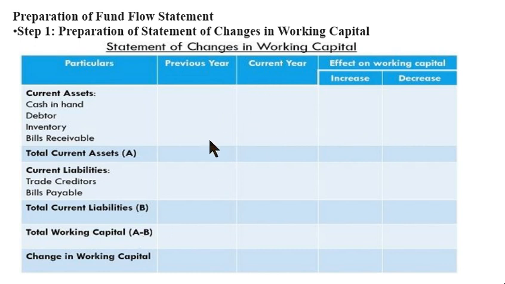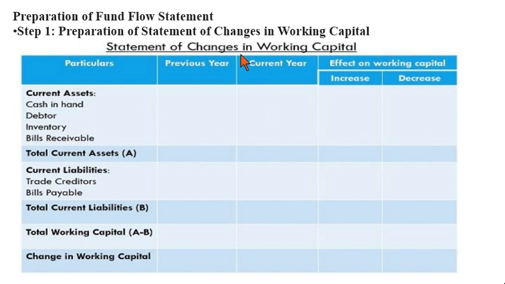See here, you have to write the changes. Suppose the previous year it was 5,000 and the current year it is 7,000, so it is an increase. The difference of 2,000 you will write here as an increase. If it is decreased, write it in the decrease column. So compare the changes and write: if the value is increasing, write in the increase column; if the value is decreasing, write in the decrease column.